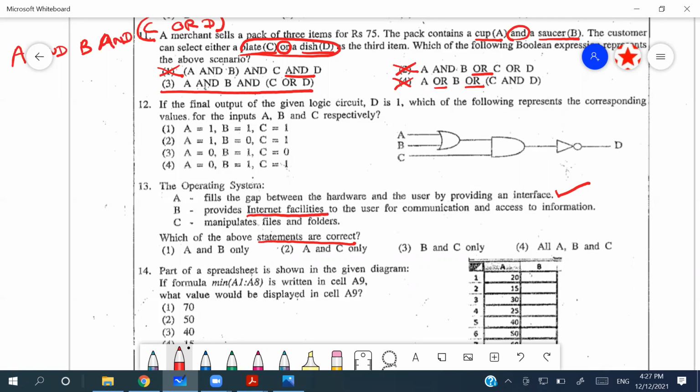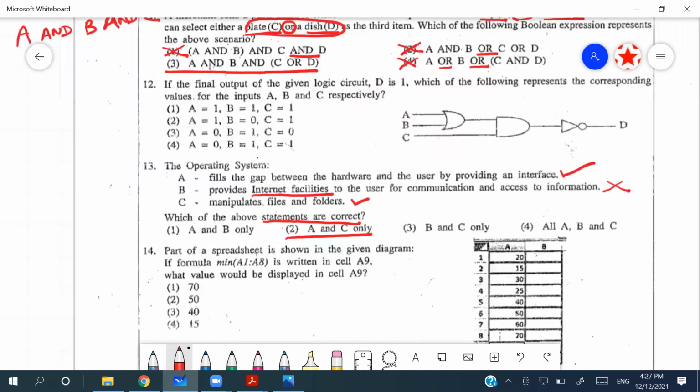Internet facility is not given by the operating system. It is given by the internet service provider. Manipulate files and folders. Yeah, that is one of its tasks. So it's going to be A and C. The second one is going to be the answer for 13th. Right?